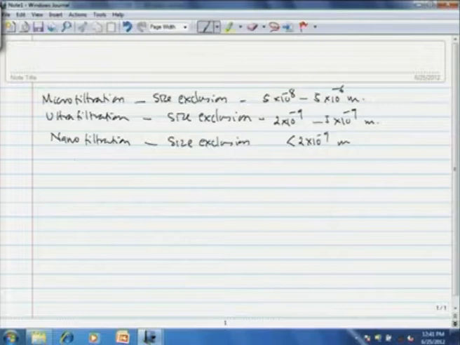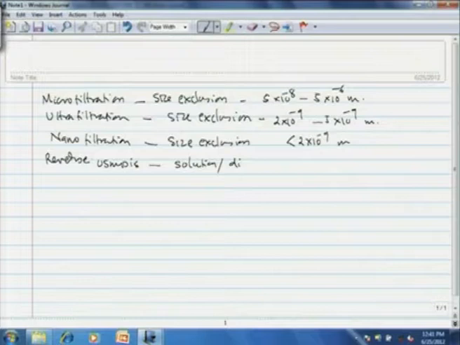Then reverse osmosis. Reverse osmosis is considered as a potential process for desalination of sea water so as to make it potable. Here the mechanism is solution diffusion, which means one of the components selectively gets dissolved in the membrane at one end, it diffuses to the other side and then desorbs. So, here the pore size is lesser than 1 into 10 to power minus 9 meter.